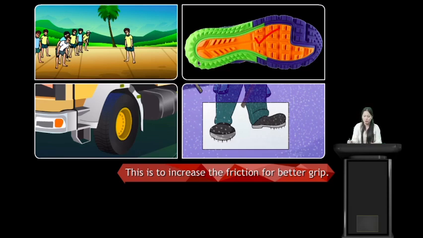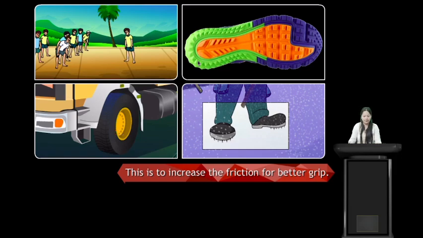Similarly, the sole of our shoe and the threads on the tires are there to increase the friction, so that we don't slip while walking, and the vehicle does not slip while driving. The spikes on the snowshoes are also to increase friction. So these are some of the ways through which we can increase the friction for better grip.